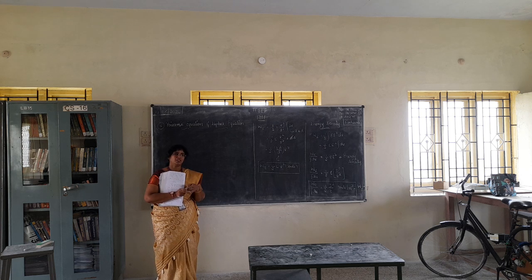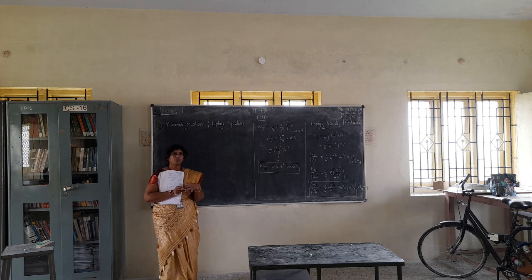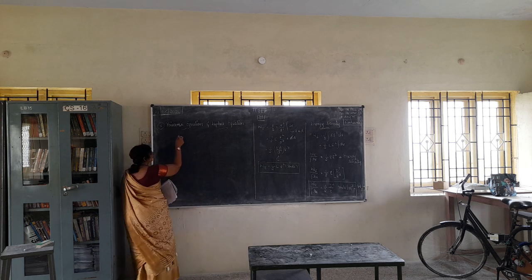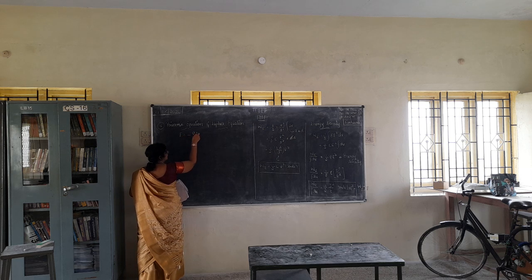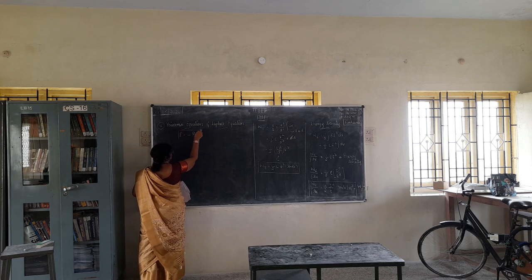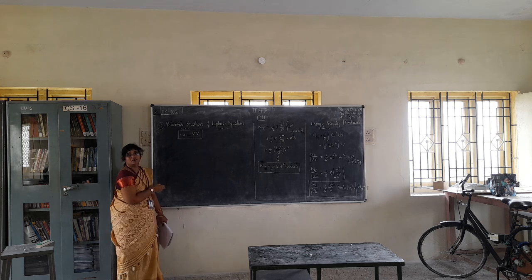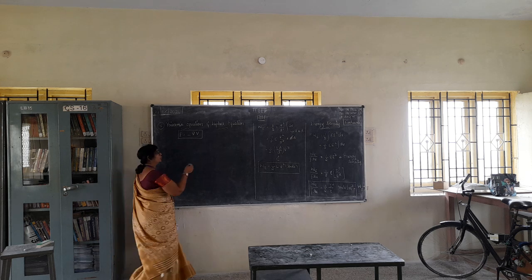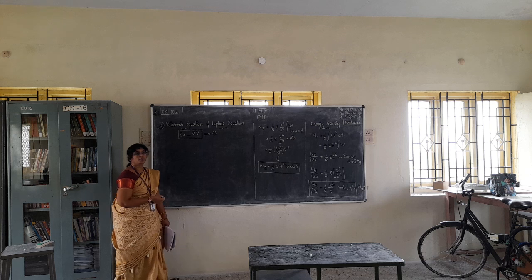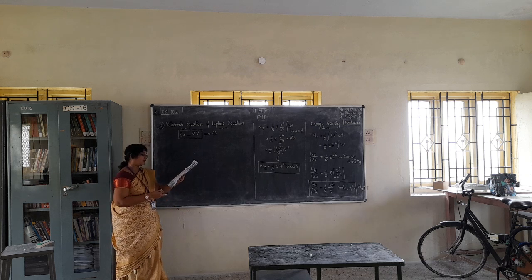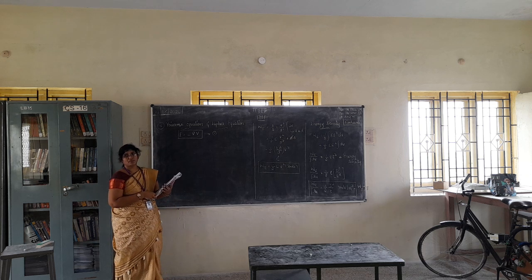Important 2-mark question. Relation between electric field and electric potential: E is equal to minus del V. Relation between electric potential and electric field intensity, E is equal to minus del V. Take as equation number 1.